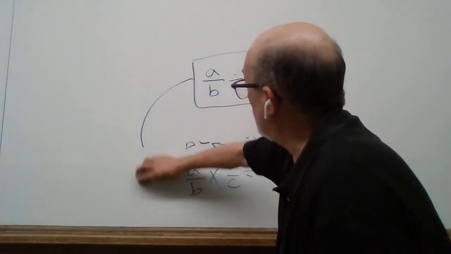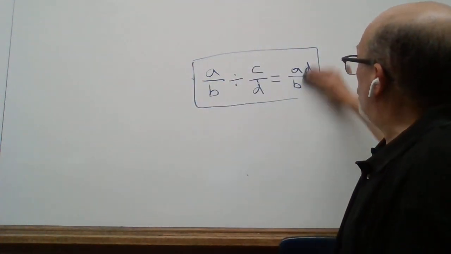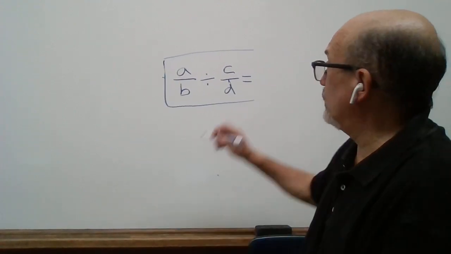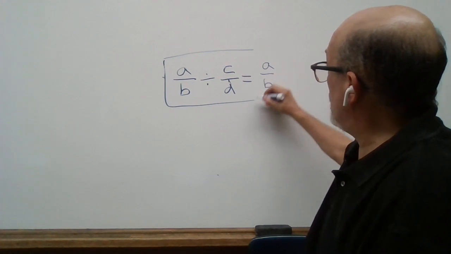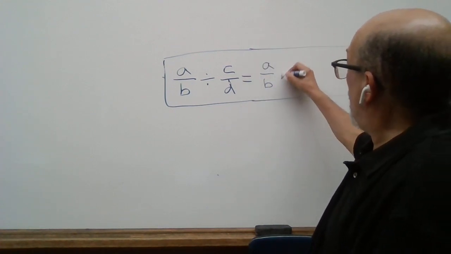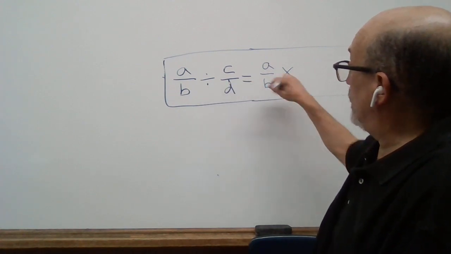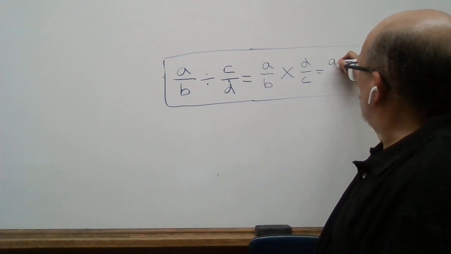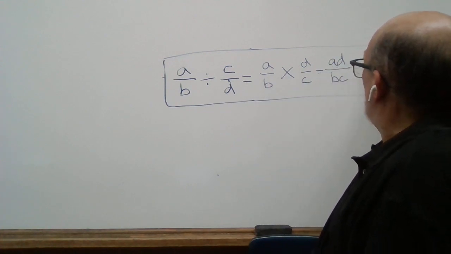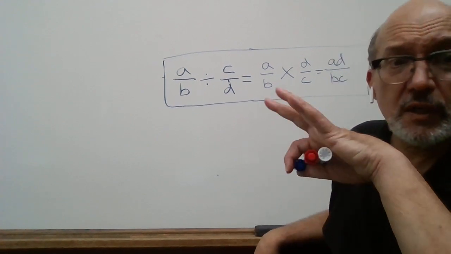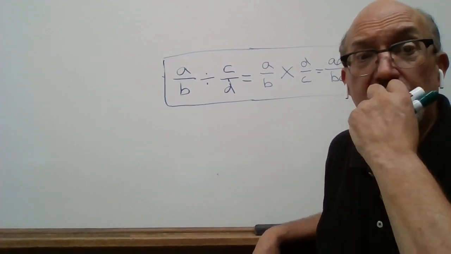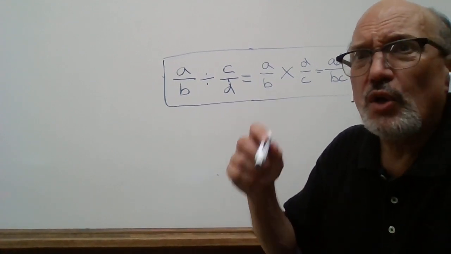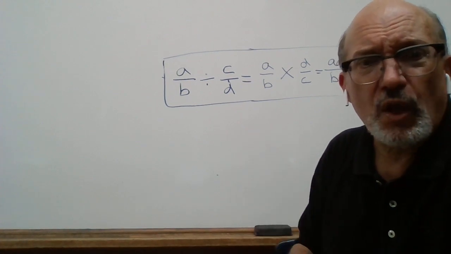Let me just finish, we'll get rid of all of this and then just show the entire keep, change, flip. So a over b divided by c over d is a over b, keep, times, change the division to a multiplication, and then flip the second fraction, d over c, multiplying across, you get ad over bc. Professor Wu taught me that division of fractions is just an afterthought. And that's what I hope to convey to you here. It's not complicated at all.